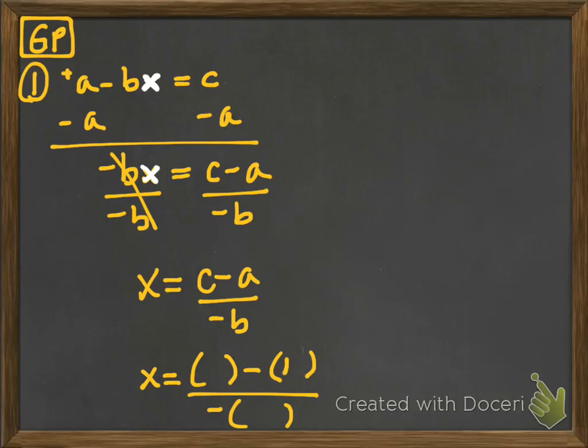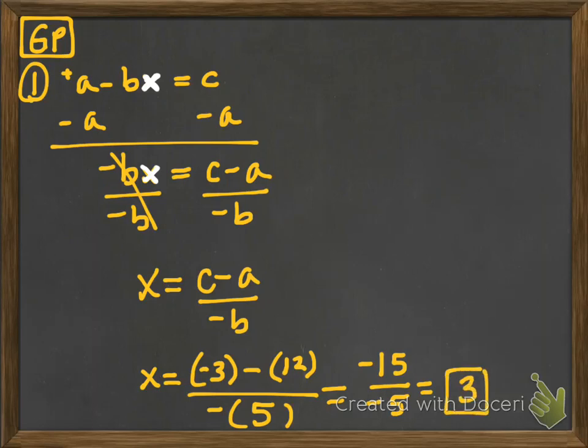So 12 is A, so it goes where A was, right? Now look at it again. 5 is B, so it would be negative 5, and that goes in the bottom. And negative 3 is C, so I'm going to put that here. Make sense? Now we're going to get the answer, right? So I've got negative 3 minus 12, which is negative 15, over negative 5, right? What's a negative divided by a negative? Positive. And 15 divided by 5? 3.